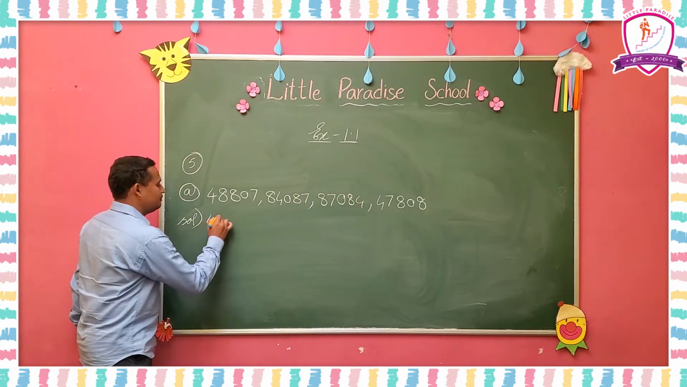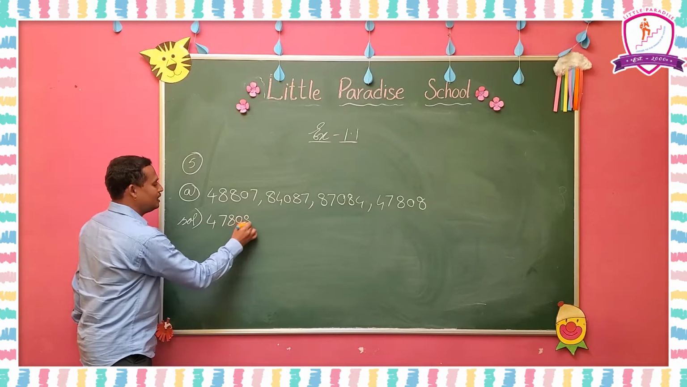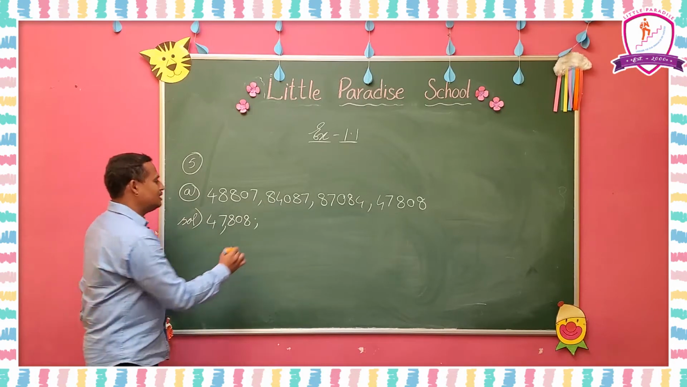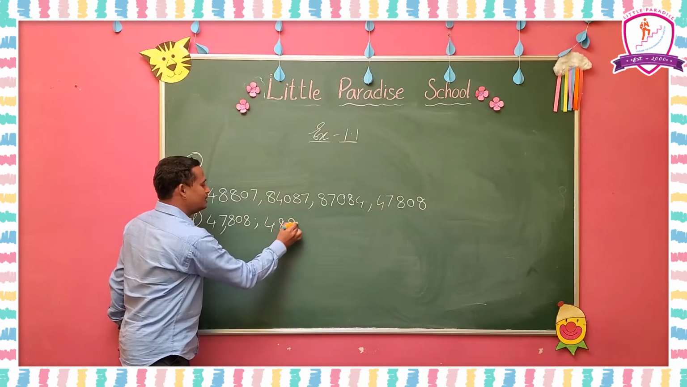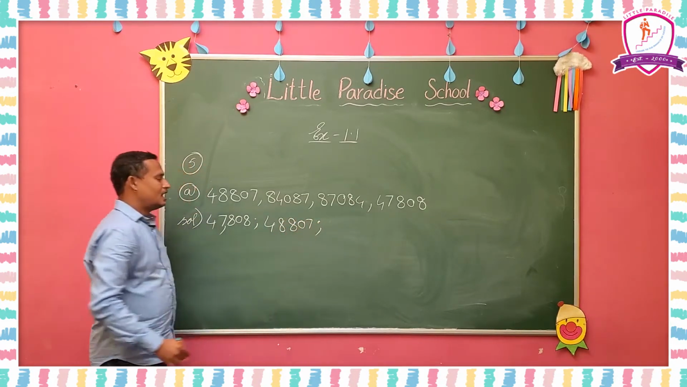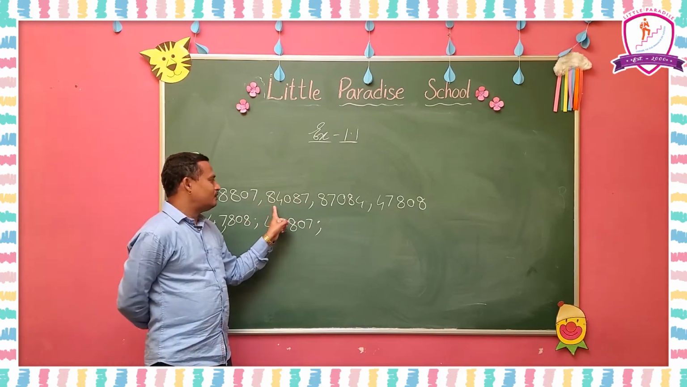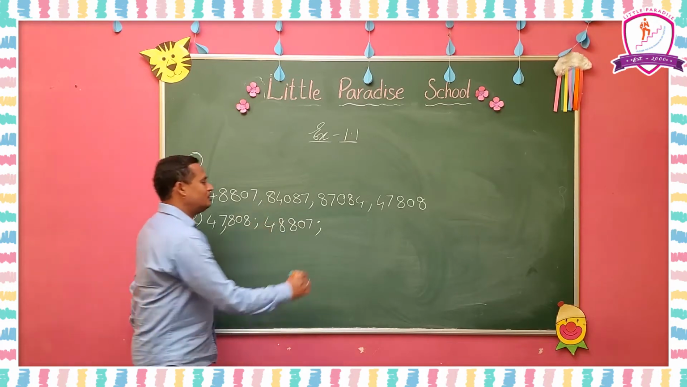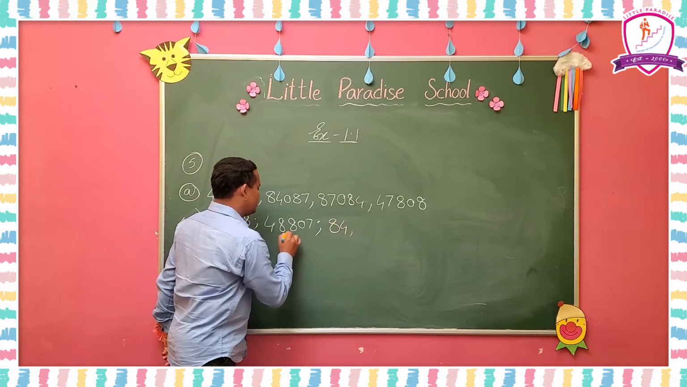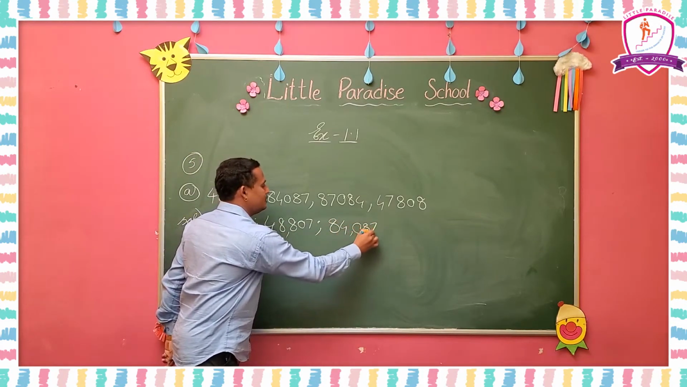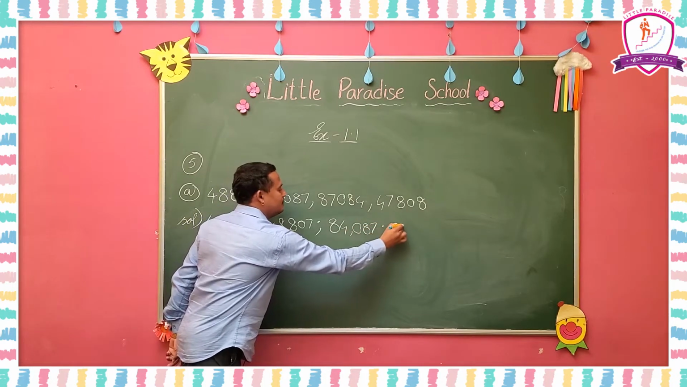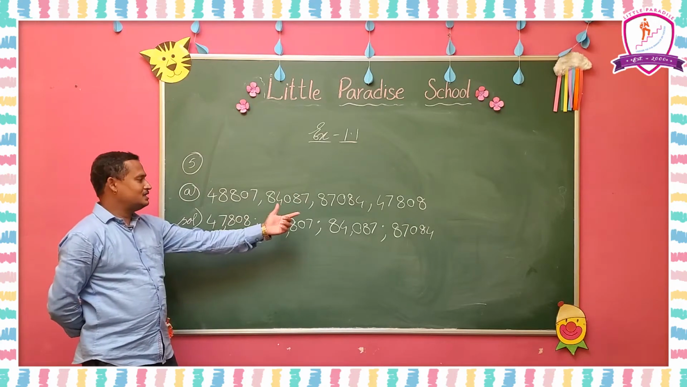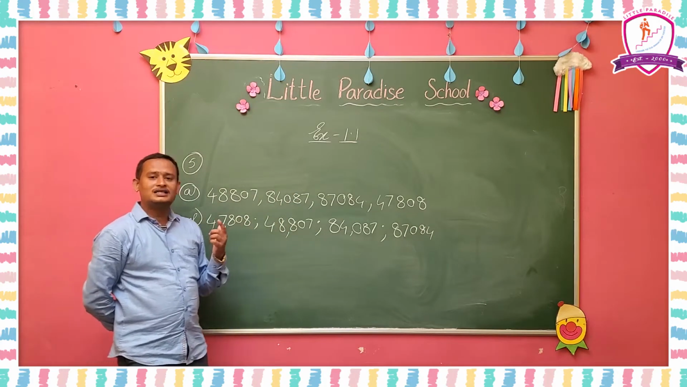So that you have to write 47,808 first. Next, immediately you have to write 48,807. And next compare 84,000 and 87,000. 84,000 is smaller. So you have to write 84,087. Immediately you can write 87,084. So like this you have to arrange the given numbers into ascending order.